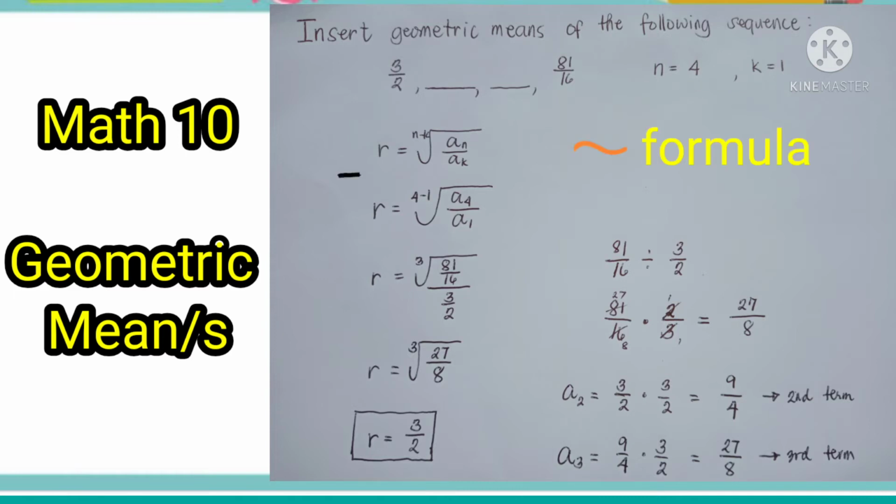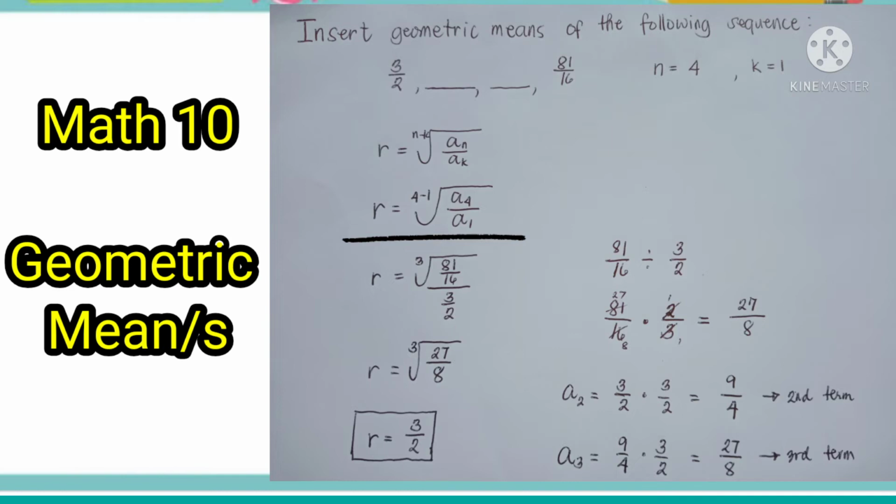Then copy the formula of computing the common ratio, which is r is equal to the n minus k root of a sub n over a sub k. Then substitute the value of n and k.